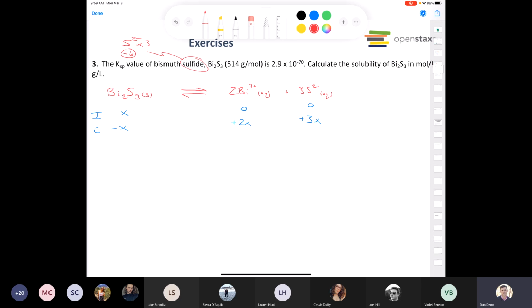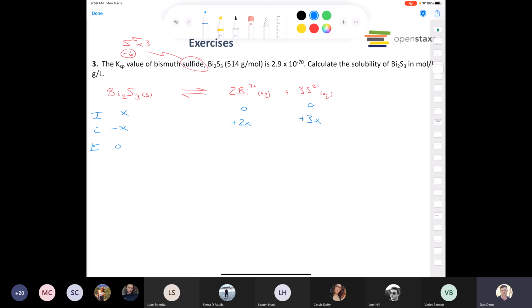Again, I'm going off of the stoichiometric coefficients. For every 1 mole of bismuth sulfide, I form 2 moles of bismuth cations and 3 moles of sulfide. So that's where these numbers 2 and 3 come from. Again, this is nothing new. We saw this in both chapters 13 and 14, but I just want you to be fully aware of that. So at equilibrium, here we have none of this.